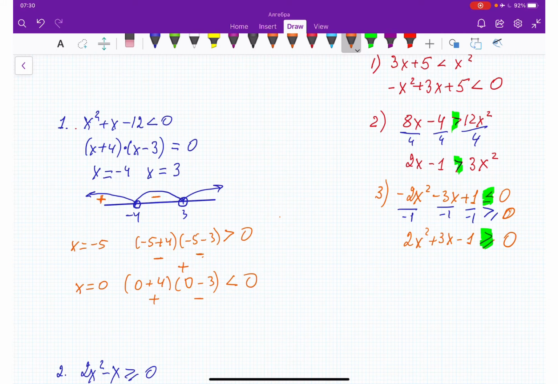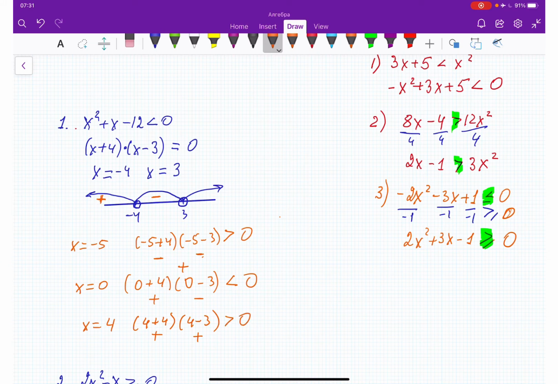Okay, and greater than 3, I am taking 4. So we get 4 plus 4. Let me move a little bit down so we would have space. Four plus 4, and then 4 minus 3. What do we get? Here we get positive. Here also positive, which means we get positive, greater than 0. It's positive. So here also positive.